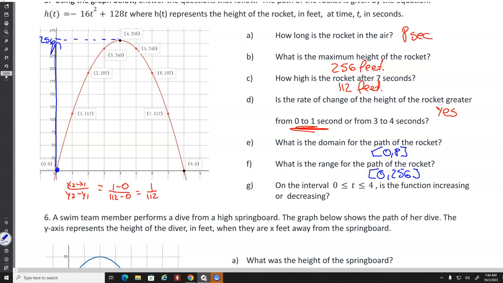All right, and the last one, on the interval of 0 to 4. So again, we're looking at the x-axis. Is the function increasing or decreasing? From 0 to 4, when I take this piece and this piece, from here to here, my function is increasing.